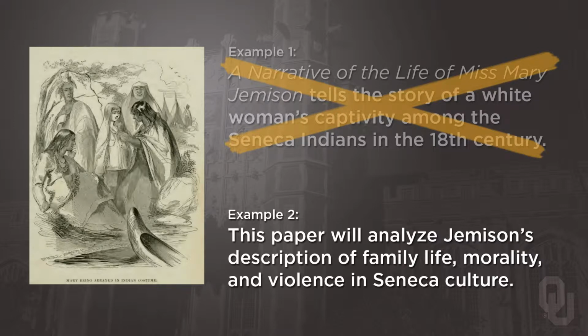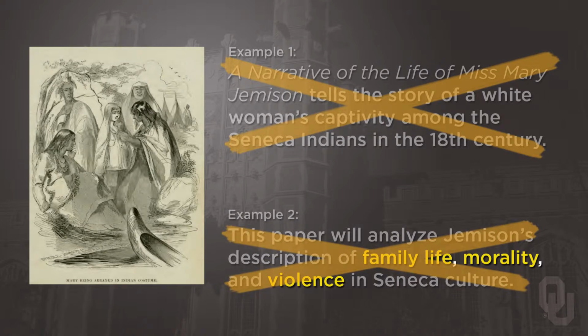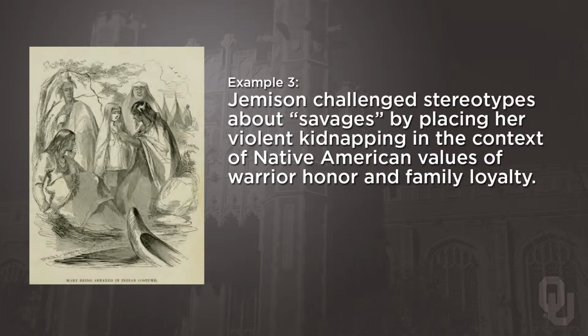This paper will analyze Jemison's description of family life, morality, and violence in Seneca culture. Did you think this was a thesis statement? You might have, because it does one thing a thesis should. It points forward to the content of the essay by including key terms like family life, morality, and violence. But this statement still lacks the most vital ingredient for a thesis, a claim that would require further proof. This writer's playing it too safe because you can't really imagine someone contesting that statement that Jemison talks about family life, morality, and violence. So let's see if option 3 does any better.